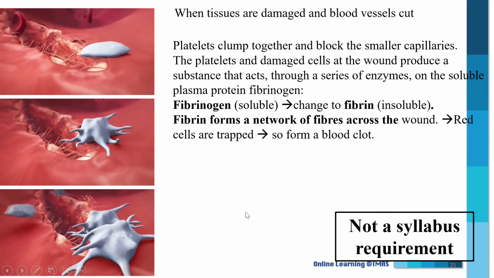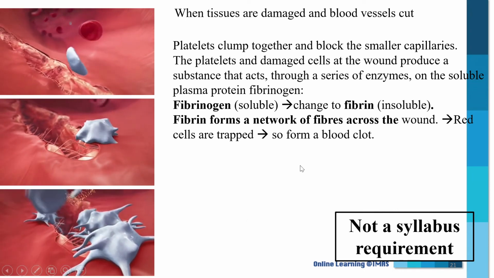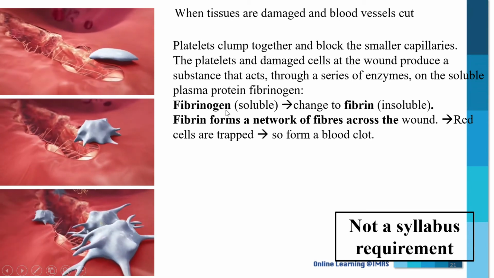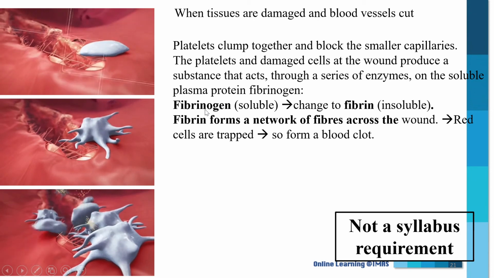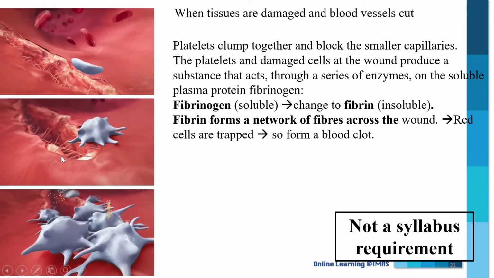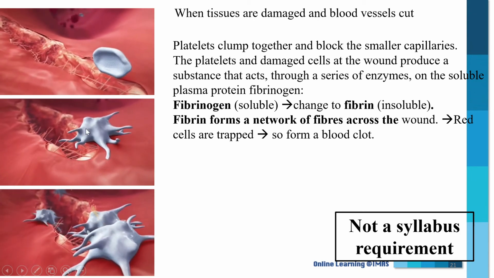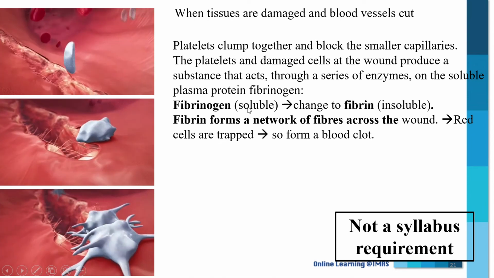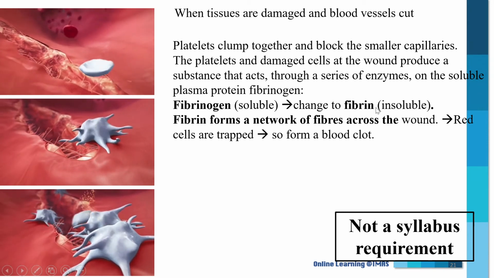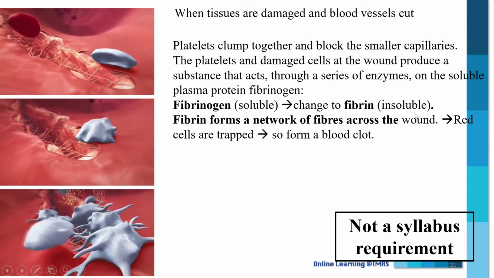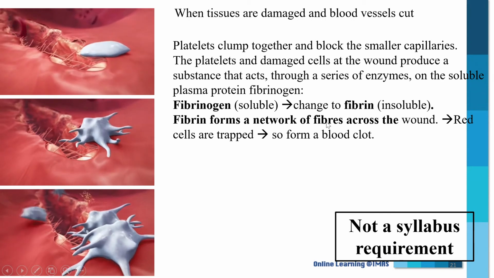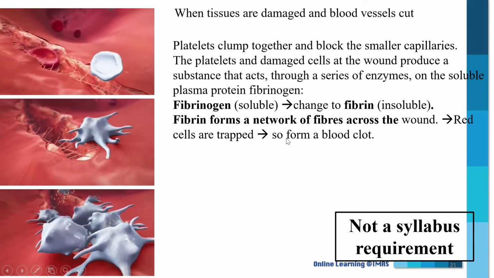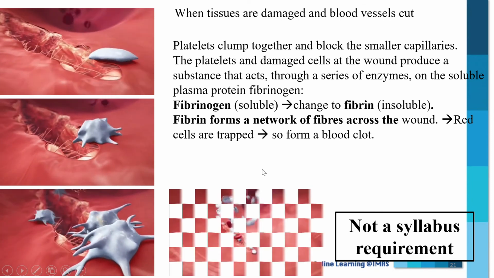So in this process, what actually will happen is this: we have what we call fibrinogen. This is a protein which is soluble in blood. When the platelets are activated, including those clotting factors, this fibrinogen, which is soluble, will change into fibrin, which is insoluble, and it will form a network of fibers across the wound. So it will trap the red blood cells and form what we call a blood clot. It will stop the bleeding.